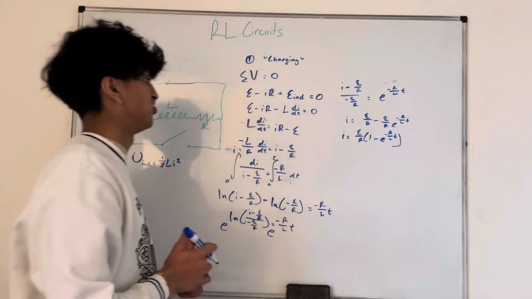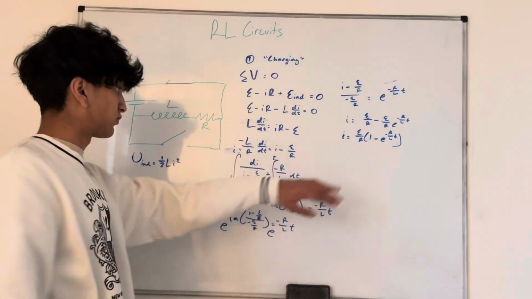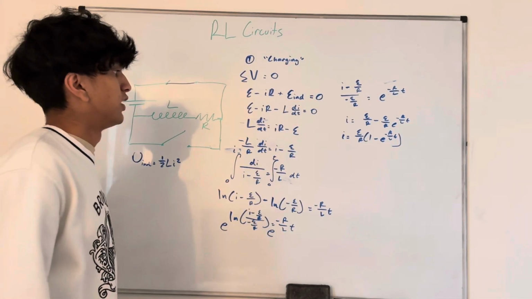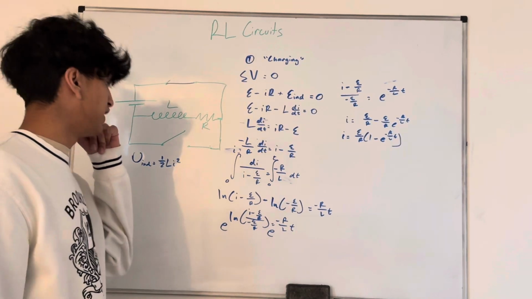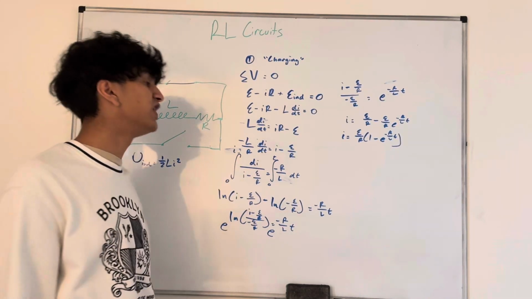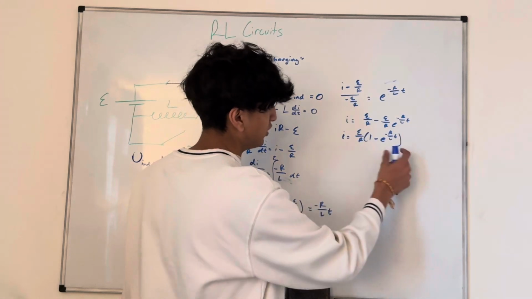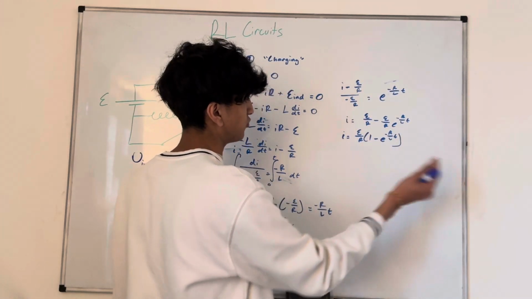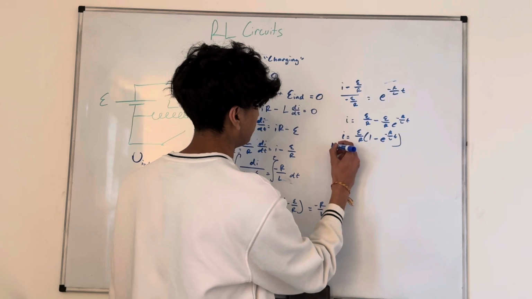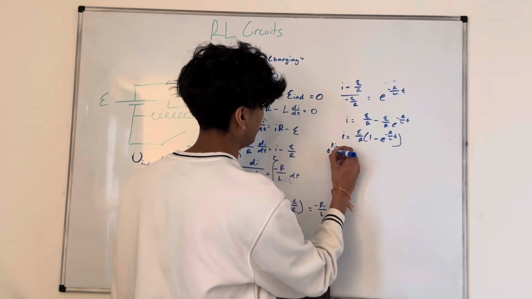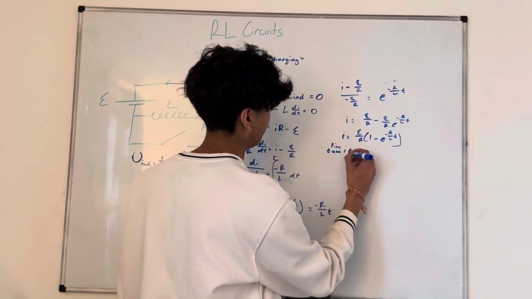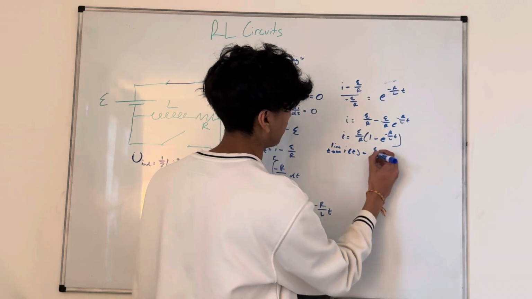Love doing derivations on this channel. That's the current as a function of time. So you can see when you take the limit as t approaches infinity, e to the negative infinity would equal 0. 1 minus 0 is 1. So the limit as t approaches infinity for I of t will simply equal EMF over R.